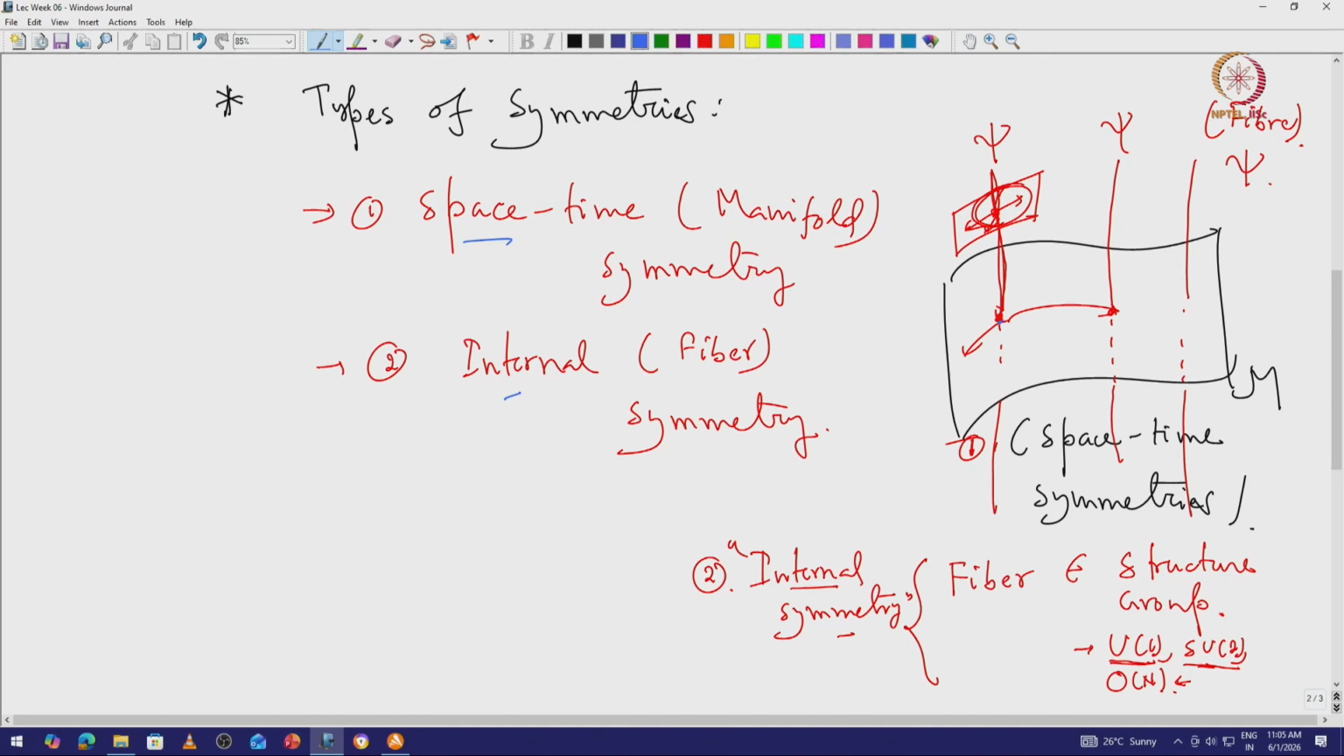And a discrete symmetry would be within the lattice. As you go from one lattice site to another lattice site, things remain the same. So, that is a discrete translation, and then you will also have discrete rotations like C4 symmetry. You rotate by 90 degrees in a square lattice, everything remains the same. Okay.